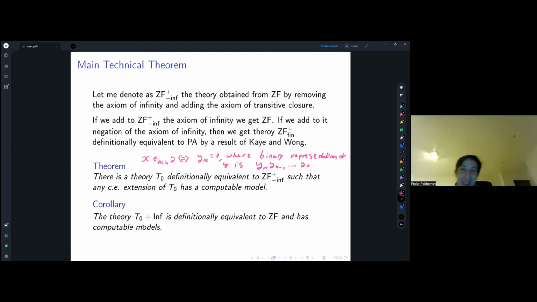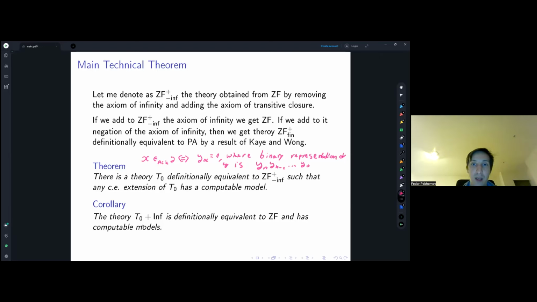This theorem also has other nice corollaries about Zermelo-Fraenkel theory, since the theory ZF plus minus inf also has Zermelo-Fraenkel theory as an extension. Namely, we have the theory T0 plus inf that is definitionally equivalent to Zermelo-Fraenkel theory, and it has a computable model, by the theorem above, right? So we have computable models of Zermelo-Fraenkel theory.